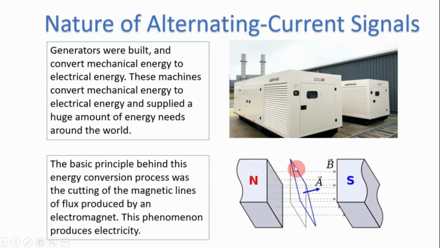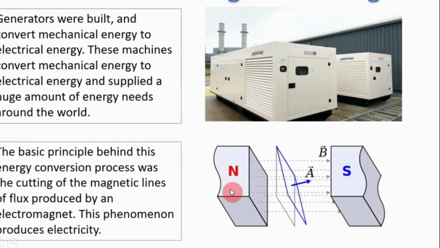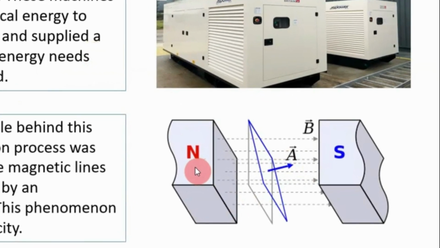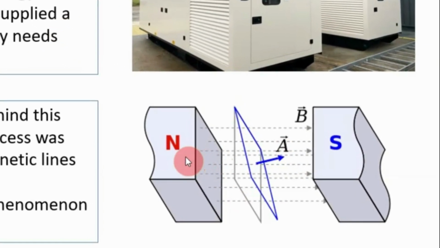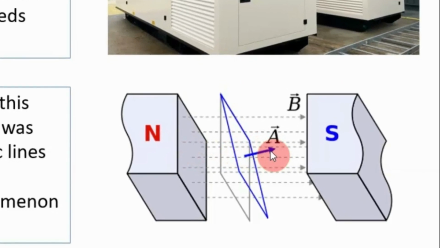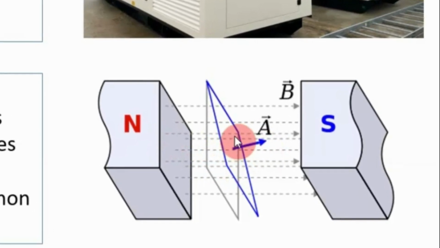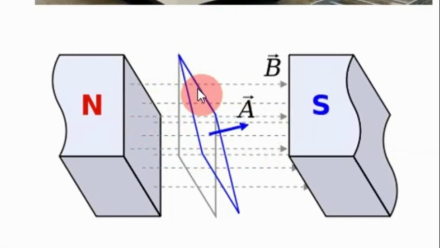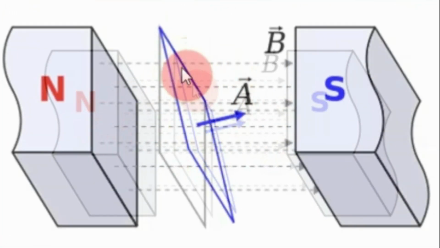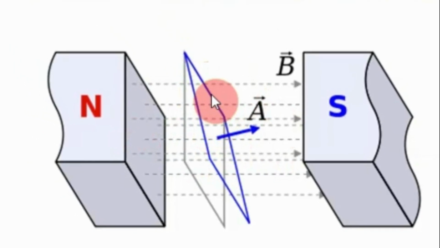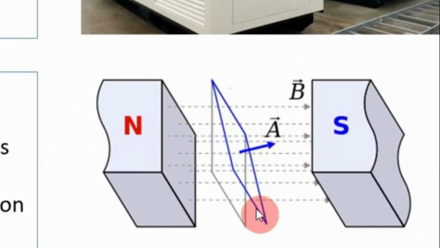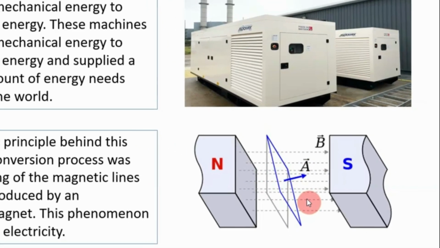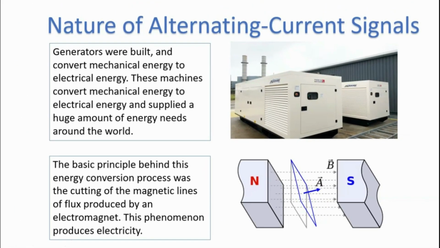And it operates on this basic principle: the poles, which are the north and the south, create magnetic lines of force, and you subject a conductor between them and start cutting those magnetic lines of force. The electric charges inside the conductor will move in one direction, and thus it produces electricity.